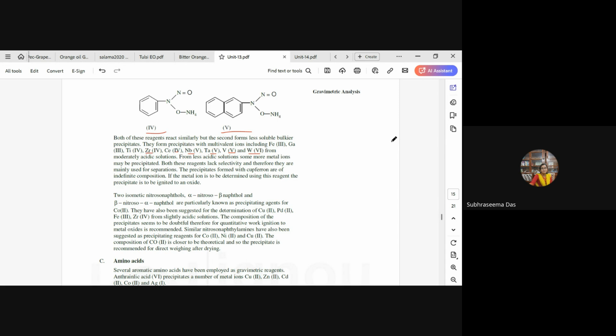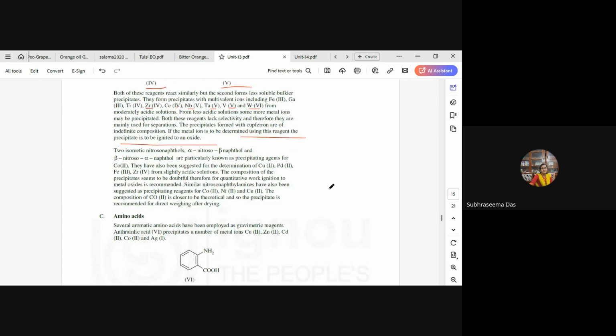Both these reagents lack selectivity and therefore they are mainly used for separation processes. The precipitates formed with cupferron are of indefinite composition. So if the metal ion is to be determined using this reagent, then the precipitate is to be ignited to an oxide first.